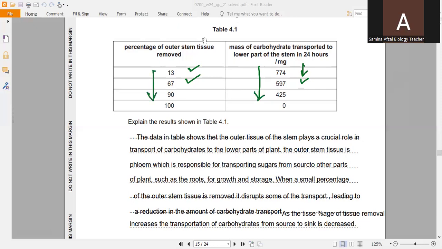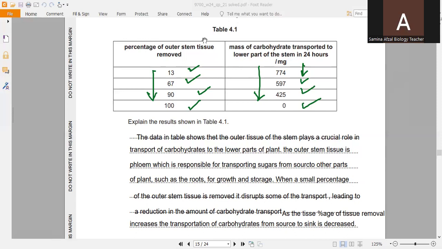And when the outer stem tissue was removed about 90%, the mass of carbohydrate transportation to the lower part of the stem in 24 hours also reduced, that is 425. So when 100% was removed, after that you can see the transportation was stopped. It became zero. That is, the transportation was stopped over here.